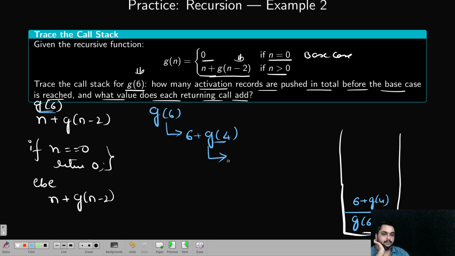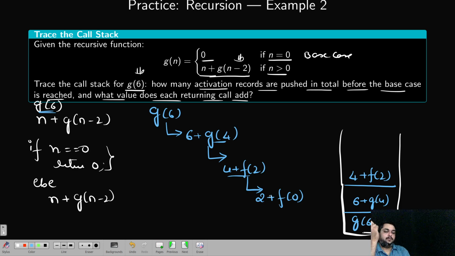Then I will make this call. So 4 is not equal to 0 again. It becomes 4 plus g of 2, because every time we decrement by 2. Now before making this call again, I have to push this on the stack: 4 plus g of 2. Now g of 2 will call 2 plus g of 0, right? Before I make this call, push 2 plus g of 0 on the stack. Now you make the call g of 0. So now n has become equal to 0, hence return 0. So it starts returning the values. This returns 0.